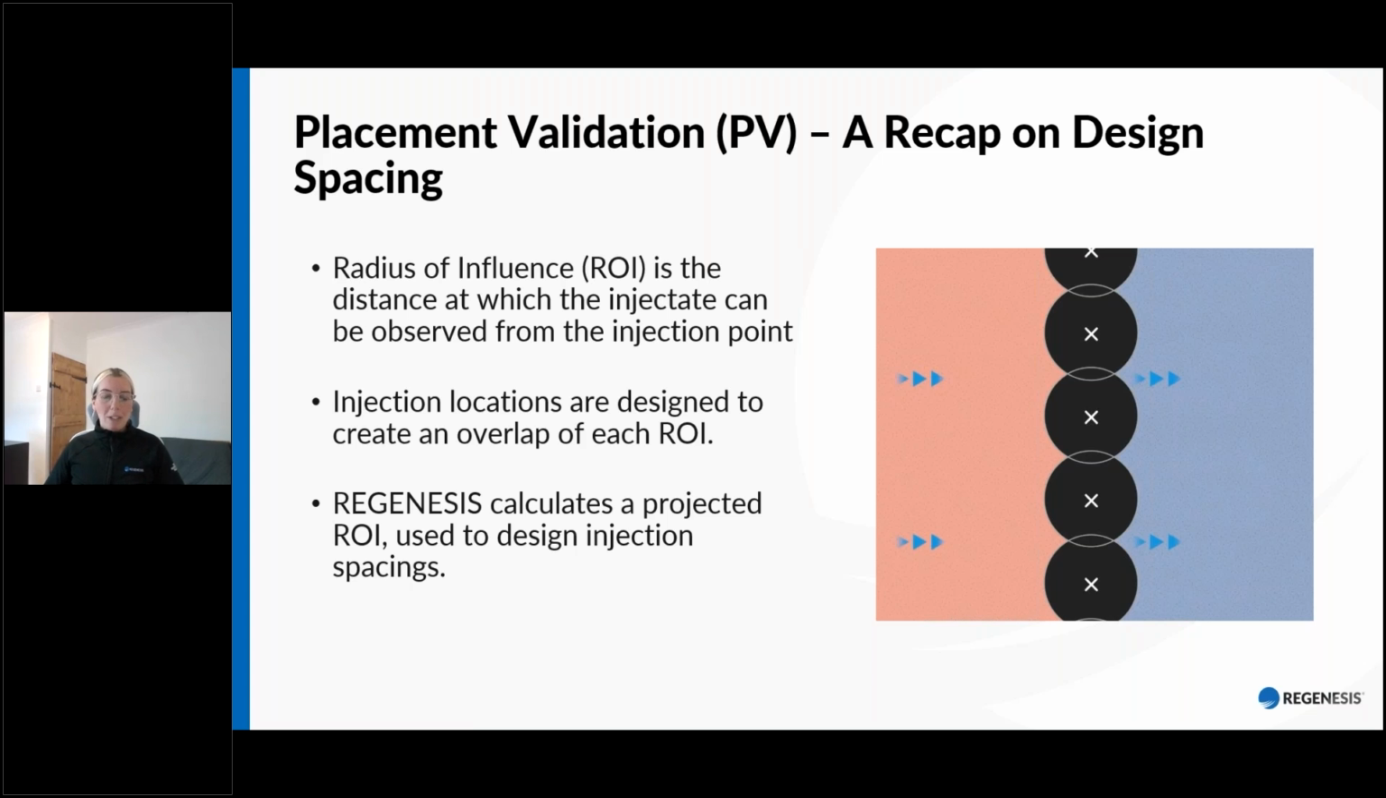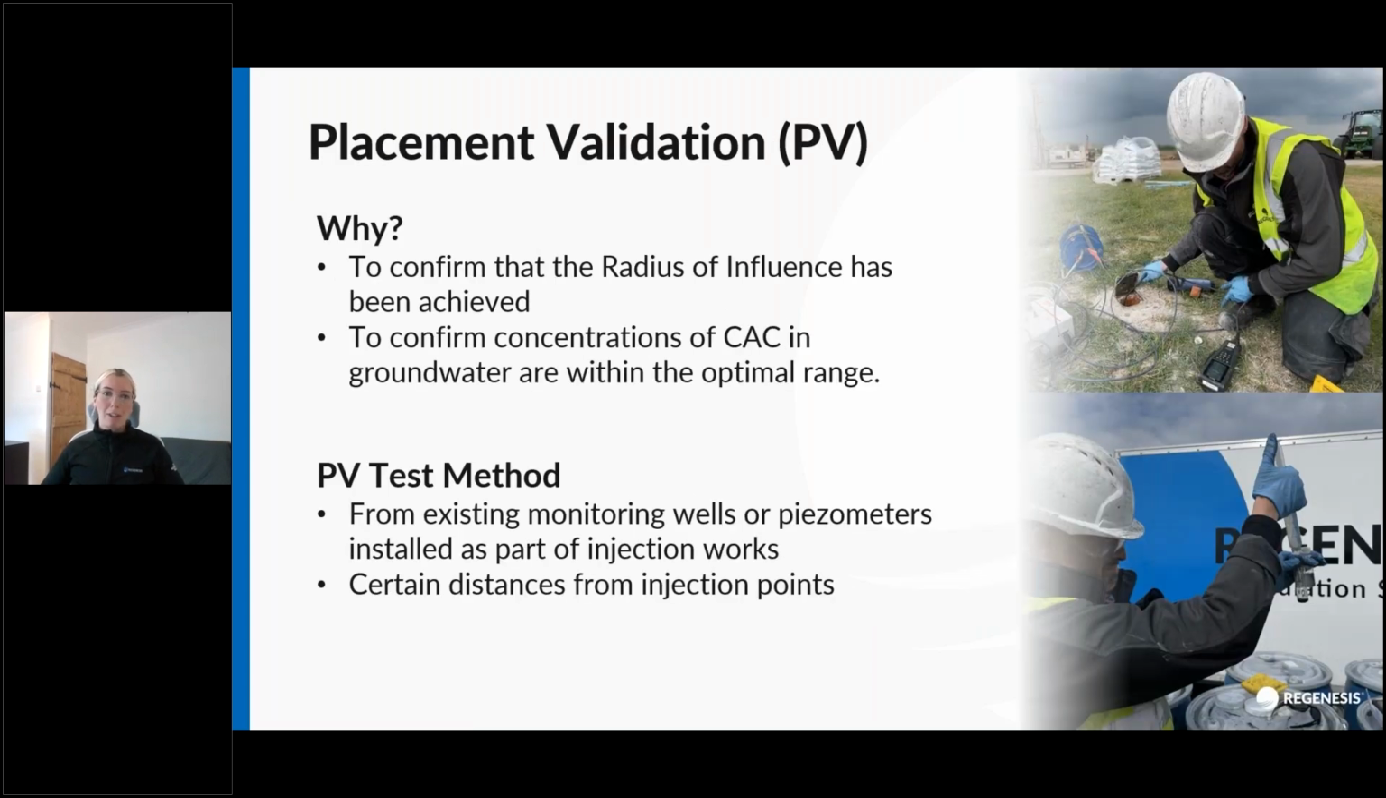But how do we check that ROI has actually been achieved? Well, we do this through something called placement validation. And this is a validation method to check that those projects have achieved their designed ROI and that the injection points interlock, and that concentrations of the injectate in groundwater are within the optimal range.